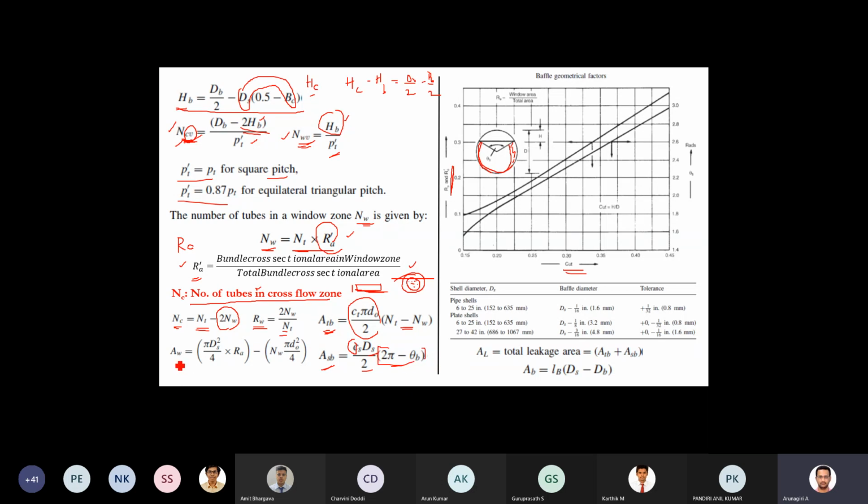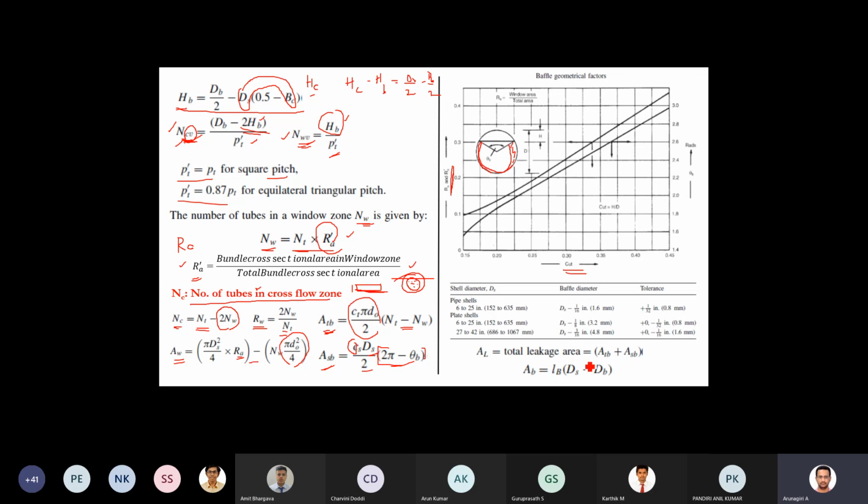Okay. Similarly, you can calculate the area in the window zone, that is pi by 4 d square into RA. RA is the area ratio, based on the baffle cut. So pi by 4 d square into RA minus this window zone, the number of tubes into the cross sectional area of one tube, pi by 4 d. This is the area available for fluid in the window zone.